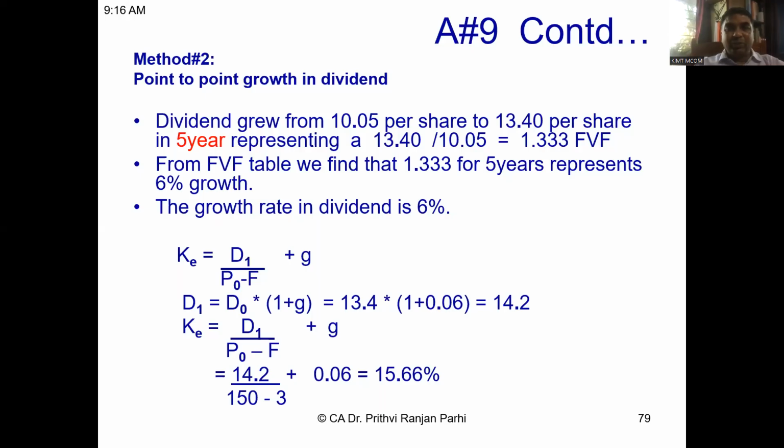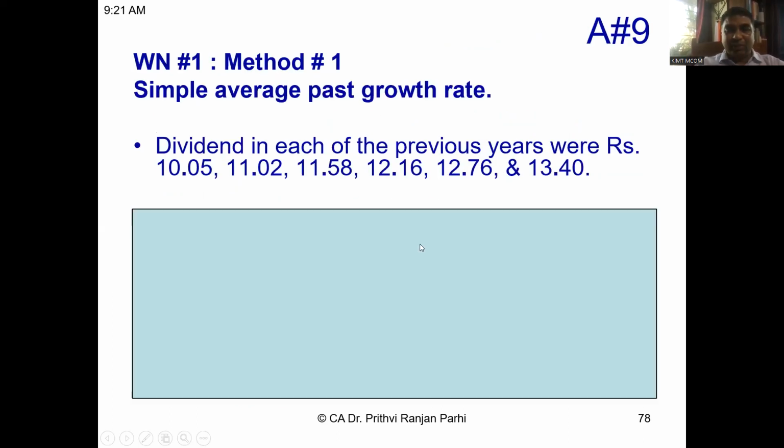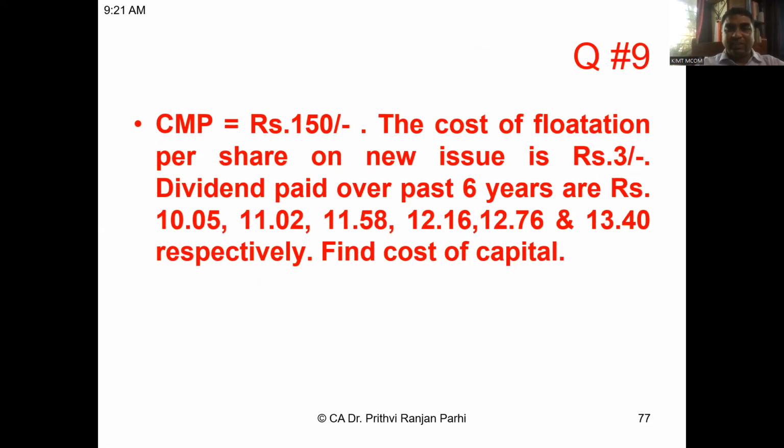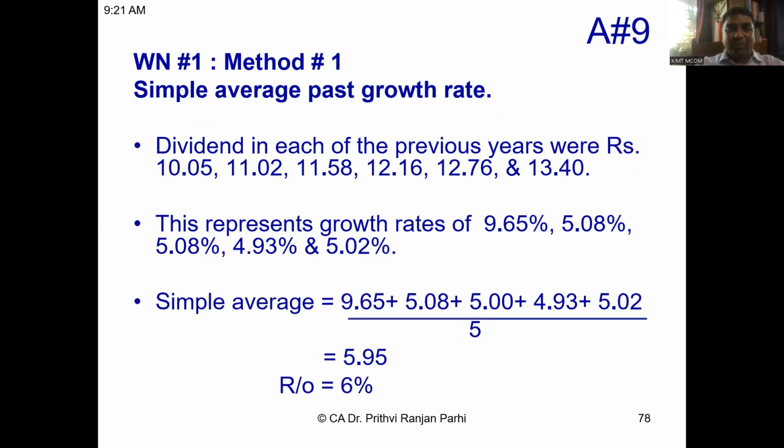That was another way of computing the growth rate. Once we know the growth rate, then we'll be able to compute the cost of equity and cost of reserves if it is required. So you see, cost of equity is calculated like D1 by P0 minus F, where F is the flotation cost, plus G. D1 is not given to you in the question. If you read the question, it says the dividend paid over the past 3 years is this one. But what is the future dividend? Future dividend now we have to compute.